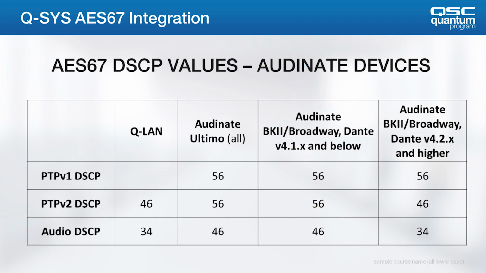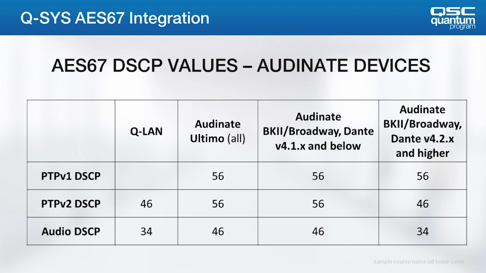DSCP markings for each packet type in Audinate-based devices depends on the product being used and the Dante firmware version. Here's how it works. All Audinate Ultimo devices, which are typically small devices up to 4 audio channels, use the same DSCP values as Dante when placed in AES67 mode. This includes most current Attero Tech by QSC wall plates.